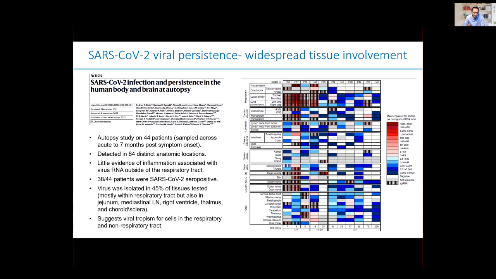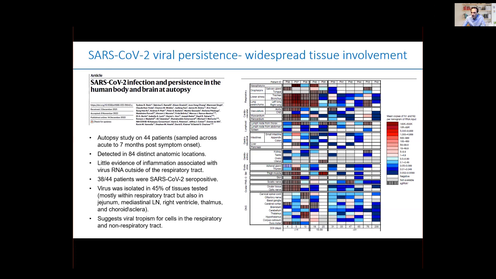Most of these tissues were from the respiratory tract, different regions within the lungs, the trachea, the upper respiratory tract. But there were also tissues within the intestine, the lymph node, the heart, the thalamus, as well as the eye, that they were able to isolate infectious virus from. So this demonstrates that not only is the RNA present, but they're also able to recover virus from that compartment as well. So it suggests that there's tropism for cells in the respiratory and non-respiratory tract.